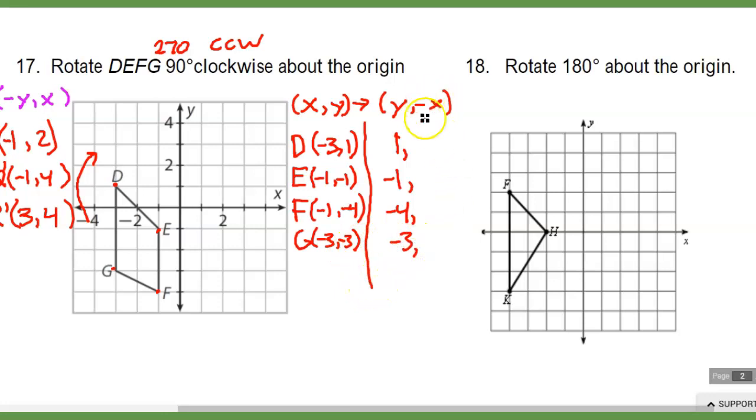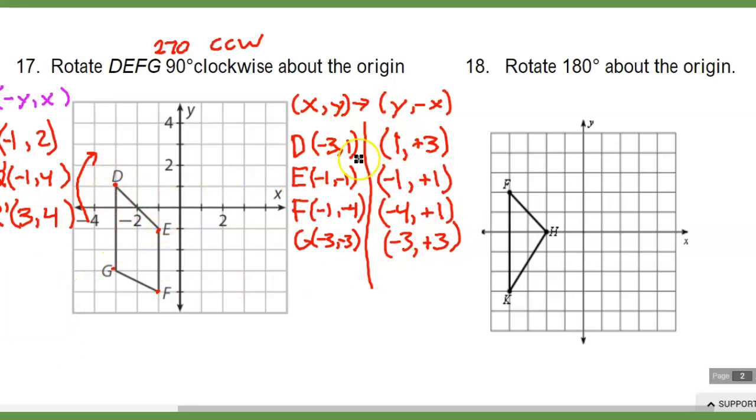My x coordinates are the ones that I'm going to take the opposite of. So I have negative 3, which becomes positive 3. Negative 1, which becomes positive 1. Negative 1, again, is positive 1. Negative 3 is now positive 3. There we go. So those are my rotated coordinates.